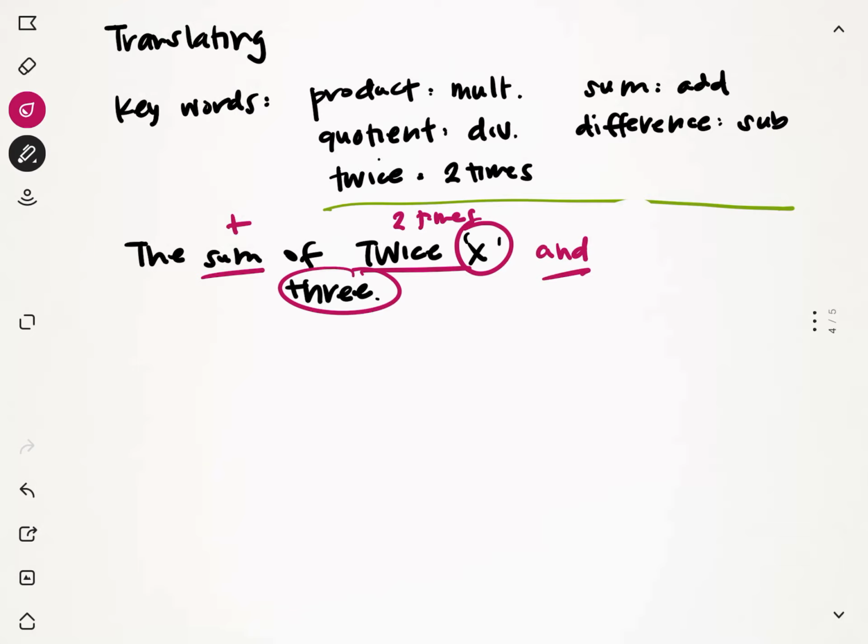Alright, so back to the phrase here. The sum is plus. Twice means 2 times x and 3. So we know we're adding. Twice x means 2 times x. And we're going to add that with 3. Alright, so we're just working on translating it. Sorry, I messed up, the difference doesn't belong there. So that's it. We're just looking for the keywords. We're putting the expressions together given the keywords that they're telling us. It should be pretty straightforward.